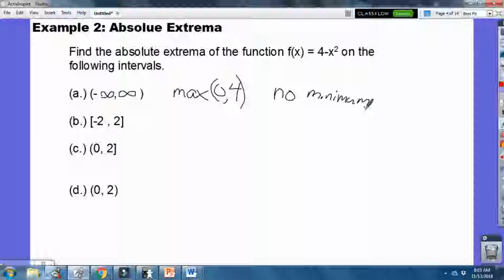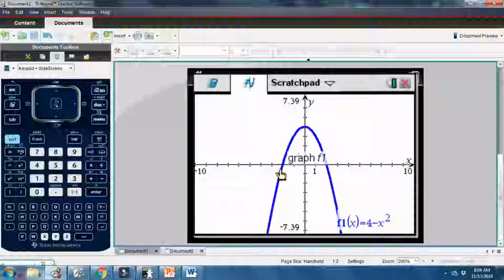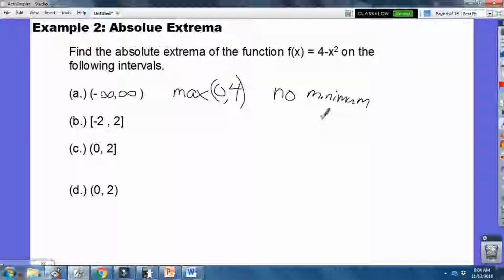Now let's look at -2 to 2. -2 to 2 is just going to be this interval where the graph is at or above the x-axis. So in this case, there are two minimums and one maximum. The two minimums in this case are at the endpoints. 4 minus -2 squared is 0. So in this case, the max is the same.